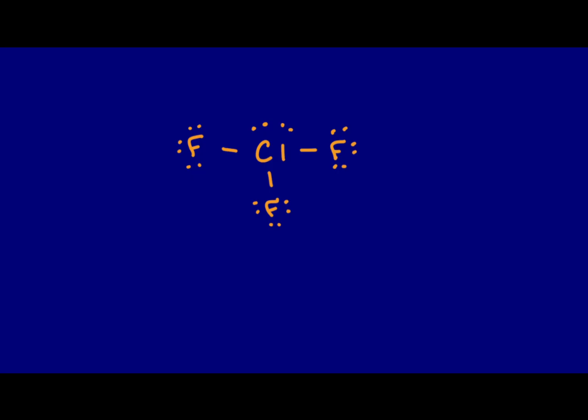Our next example is ClF3, chlorine trifluoride. We have 5 regions of electrons around chlorine here, which is our center atom. So that is going to give us a trigonal bipyramidal shape. But because 2 of those 5 groups are lone pairs, that is going to push some of these bonds down. So we actually end up with a T-shape molecular geometry.